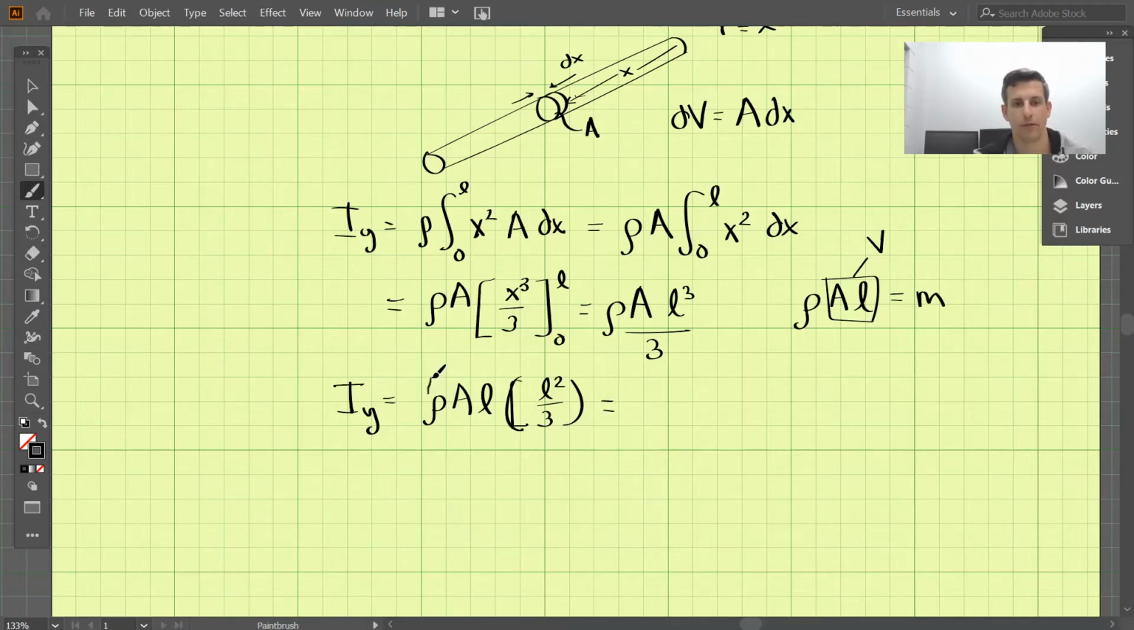So we know that this term is mass. So Iy comes out to be mL squared over 3, and that is our answer. Iy is mL squared over 3.